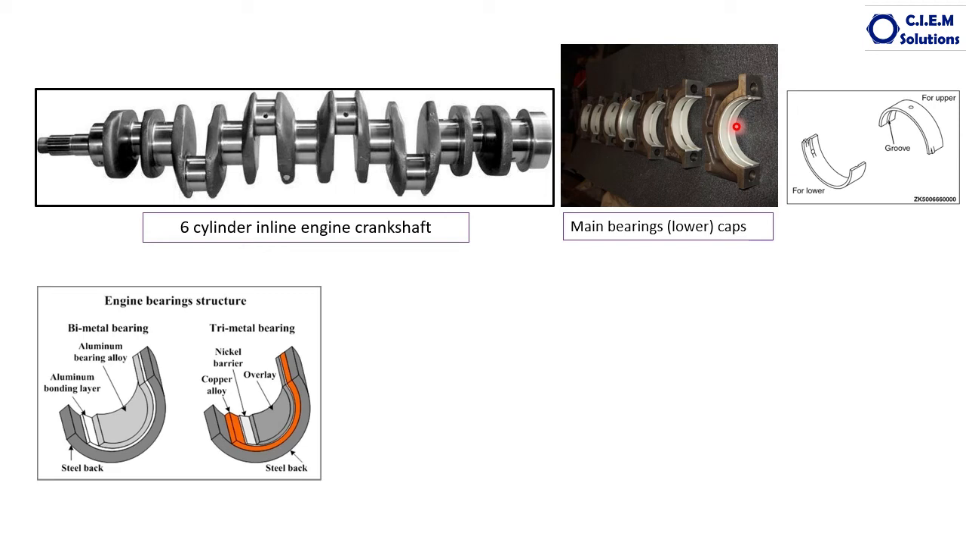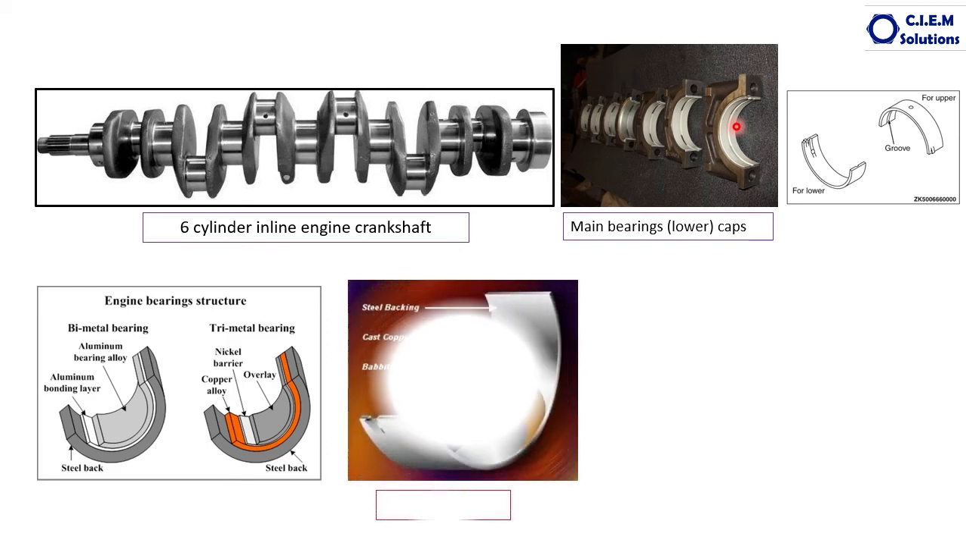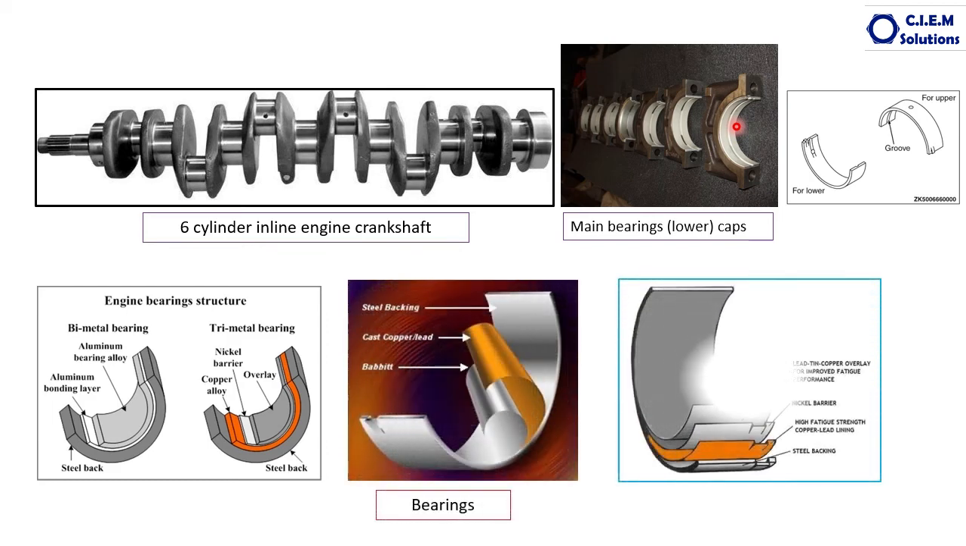And the present bearings are called tri-metal bearings, made with a combination of different metals, having 3 to 4 layers. These are the present generation bearings, which you can see here. This is called a tri-metal bearing. The thickest one is the back support. This is called the steel back, made of steel.